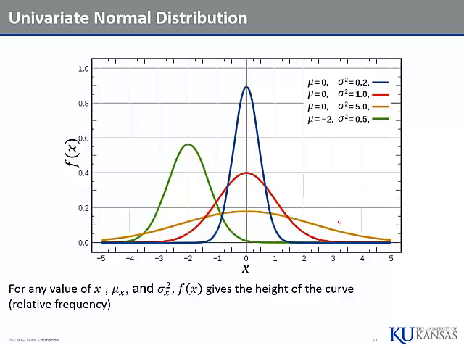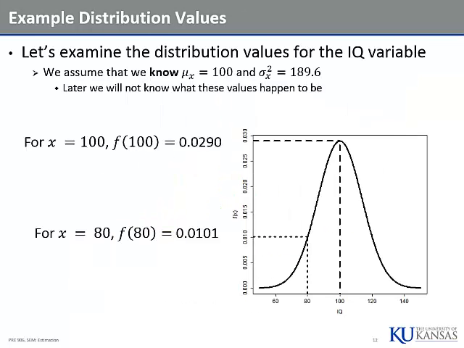So for each of these heights, here's a mean, here's a variance. That tells us essentially what the shape of the distribution is. If you have any given value of x, say x equals 1, its height is right here on the line. That's all the distribution's doing.